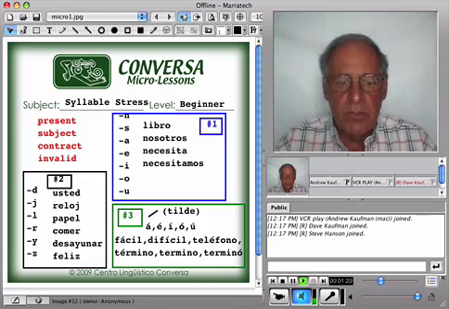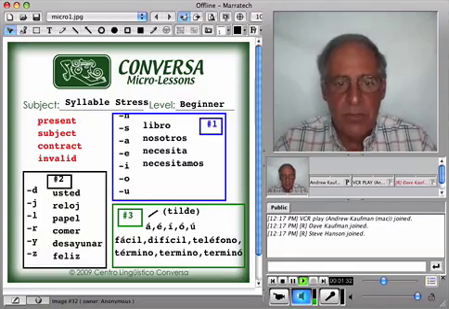Take a look now at rule number two. Rule number two says that if your form ends in a consonant which is neither N nor S, stress the last syllable, not the next to the last, but the last. That would give you pronunciations like usted, reloj, papel. If I took those three words and pluralized them, I would get ustedes, relojes, papeles, taking me back to rule number one. So be careful.